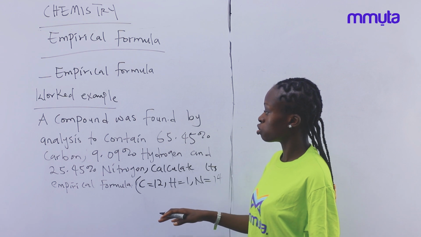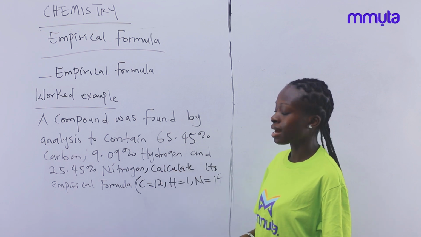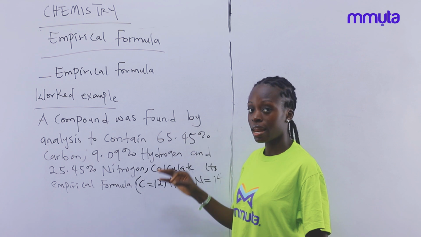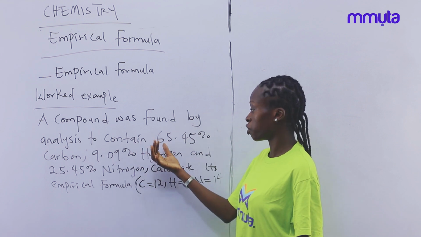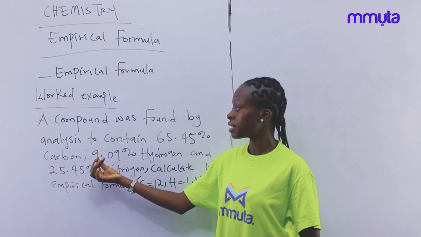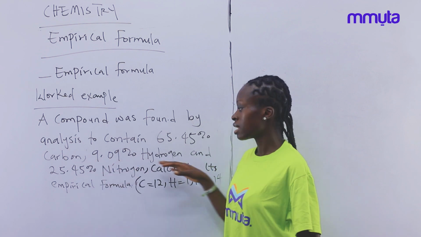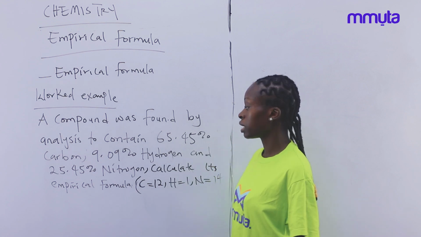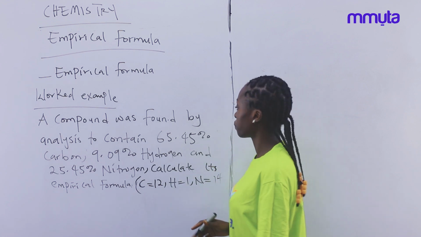The first thing you need to do here is pick out the percentages of each of the elements given in the compound. For carbon, we have 65.45. For hydrogen, we have 9.09%, and for nitrogen, we have 25.45. Now, we'll pick them and solve it step by step.